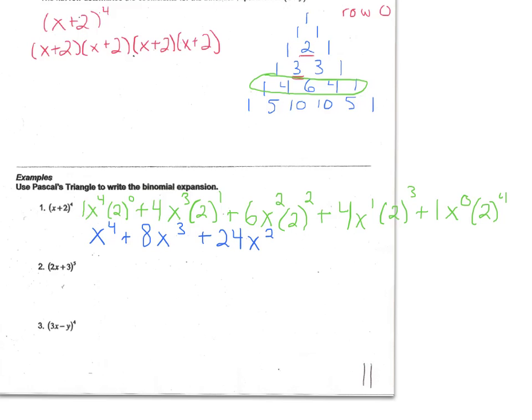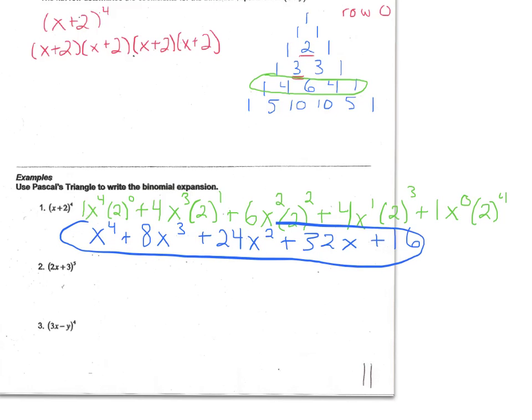I have 24x squared. For my fourth term, I have 2 cubed, which is 8, and 8 times 4 is 32. And for my last term, I have 1 times x to the 0, which is just 1, times 2 to the 4th, which is 16. So x to the 4th plus 8x cubed plus 24x squared plus 32x plus 16 is my final answer. That's what I would have gotten if I took x plus 2, wrote it out 4 times, and FOILed away. So we can see that this way is much shorter.